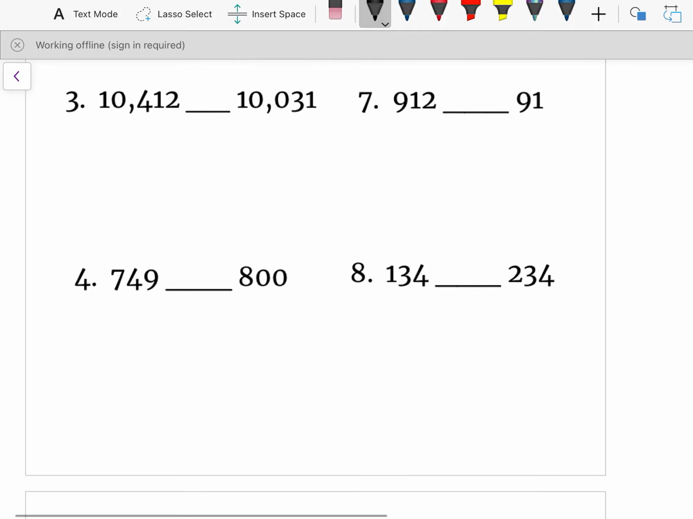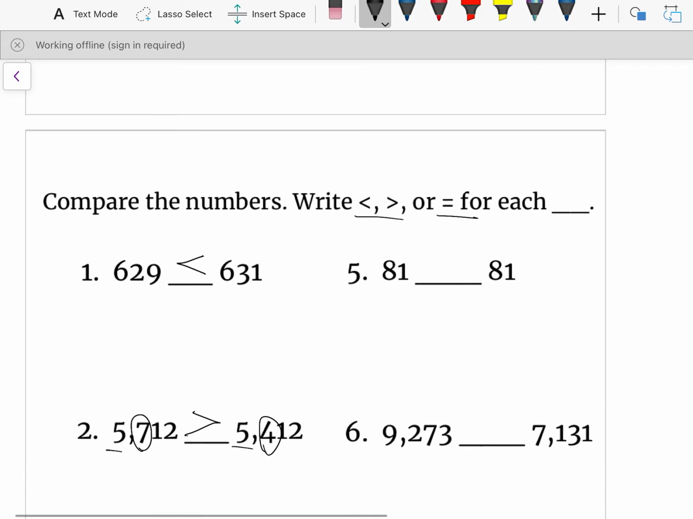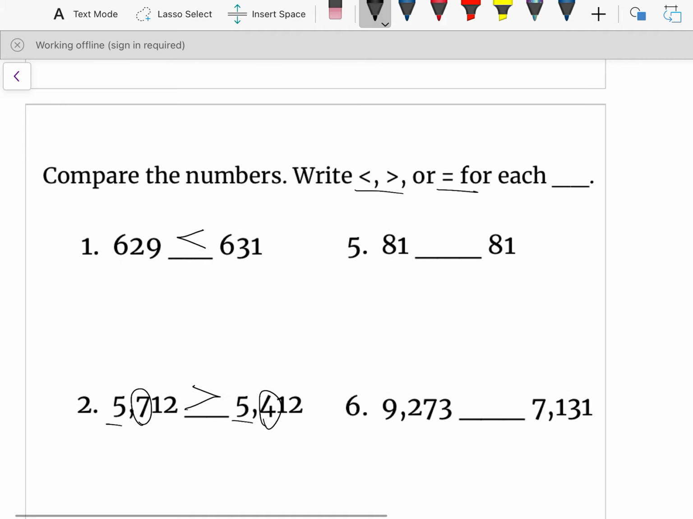And for number 4, we have 749 and 800. But since it's 7 and 8, we know that 800 is greater than 749. So we're going to put 749 is less than 800. And for number 5, it's 81 and 81. But 81 is the same as 81. So we're going to put the equal sign here.